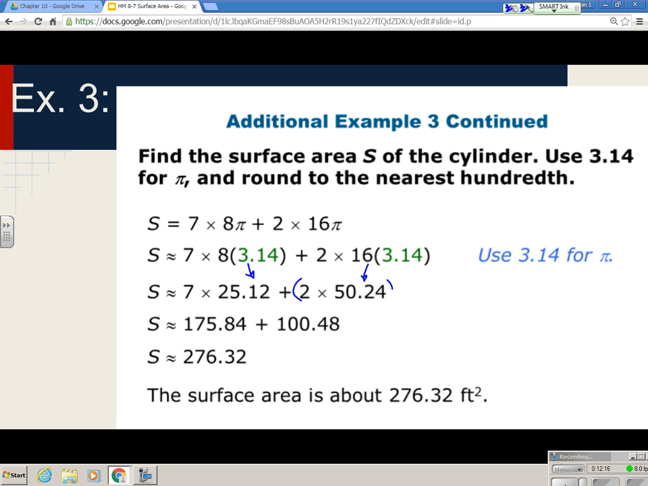Now we know that we do the multiplication parts and then add. So this comes down to be 175.84, and this comes down to be 100.48. From there we add those two together. We get 276.32, and then just add feet squared since that's the measurement. So that's how you find the surface area of a cylinder. As long as you use the formula, you'll be perfectly fine. Just use the formula, plug, and chug.